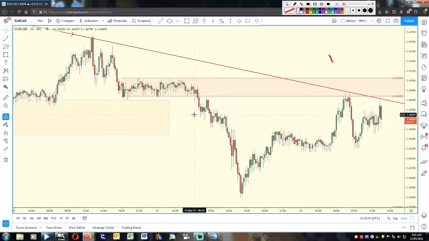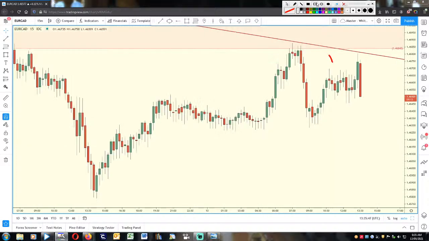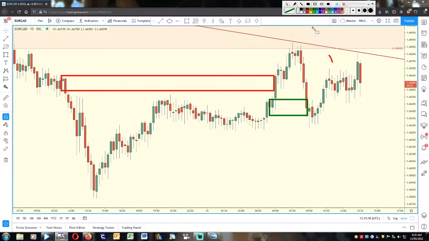Yeah, I see something here. Let me point out what I spotted. Here's institutional supply. Here is institutional demand, and here is institutional supply. Price has already contacted the institutional supply here, and look what is happening with price.